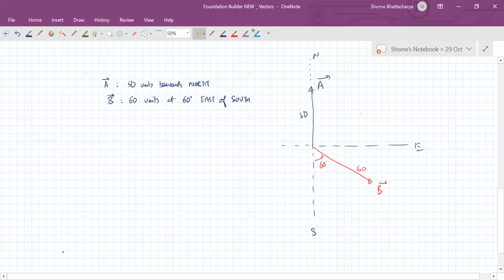Okay. So then what is the angle between A and B? You can see the angle between A and B is 120. Okay. So magnitude of A cross B is becoming this much. 50 into 60 into root 3 by 2. That's how it is 150 root 3.